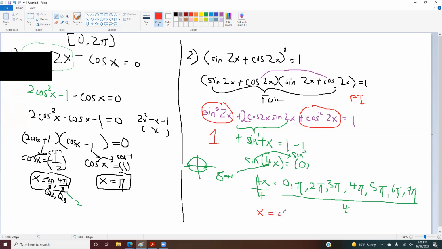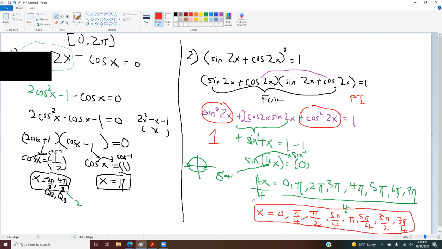0 divided by 4 is 0. Pi divided by 4 is pi over 4. 2 pi over 4 is pi over 2. 3 pi over 4. 4 pi over 4 is 1 pi. And then 5 pi over 4. 3 pi over 2. And the last one is 7 pi over 4. So this is your 8 answers. Yes, you get 8 answers due to this 4x here.